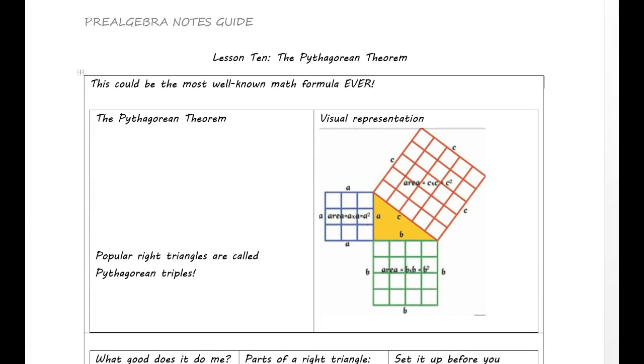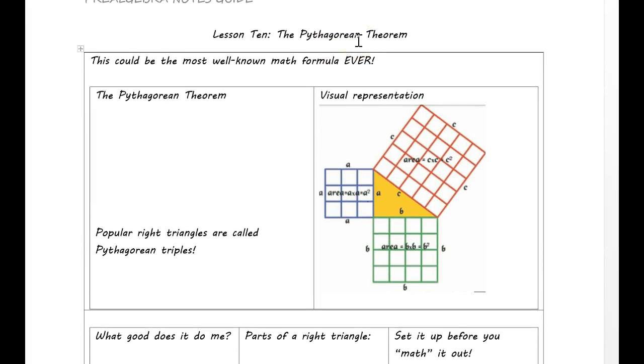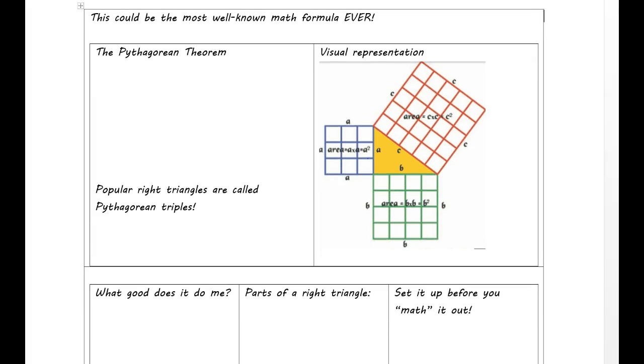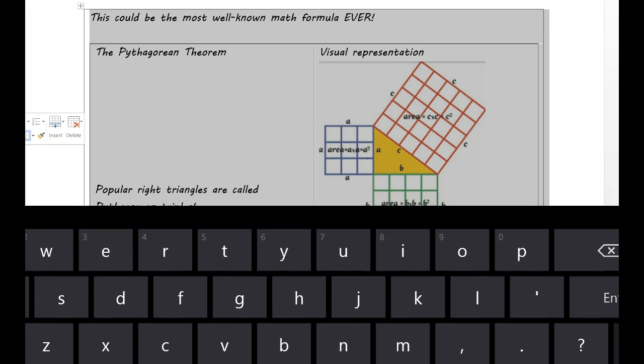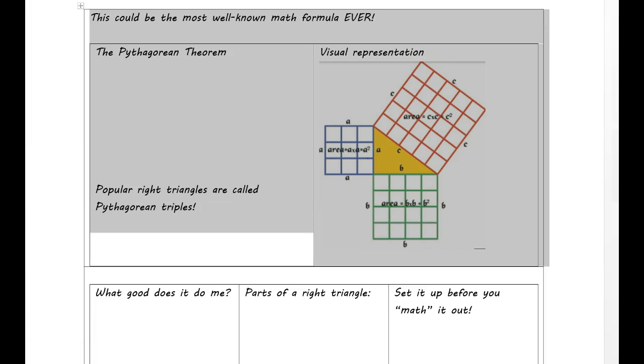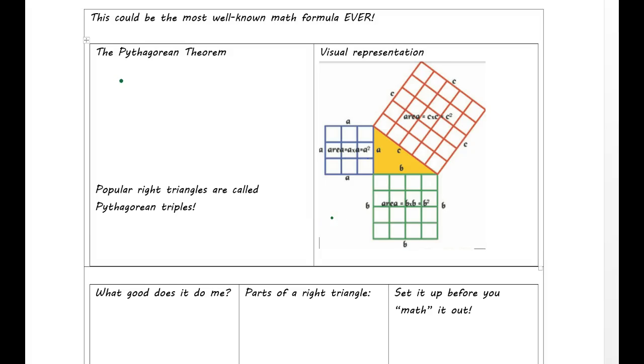Now, this week it's a topic called the Pythagorean theorem, and this really is one of the math things that everybody seems to know. It's pretty cool. What I have noticed about it is that even people that are out of high school, like if you ask your parents, a lot of them are going to remember this. And what this is used for is finding the sides of a right triangle.